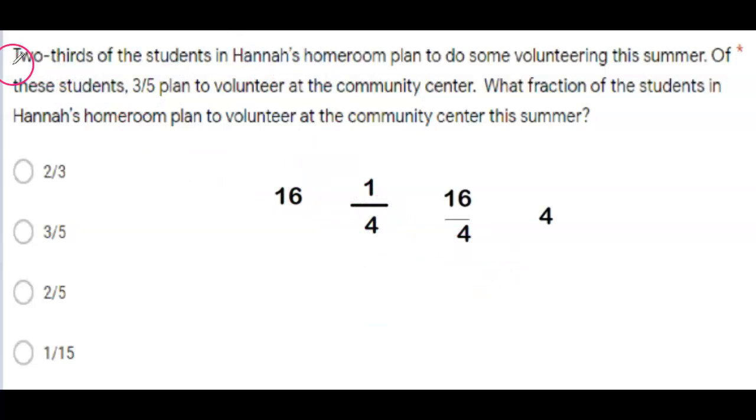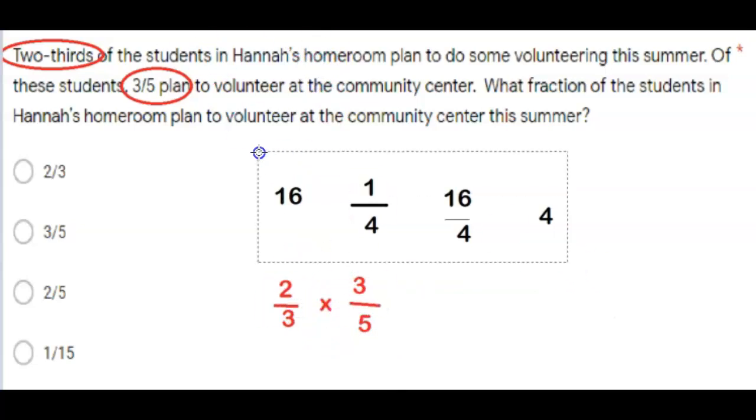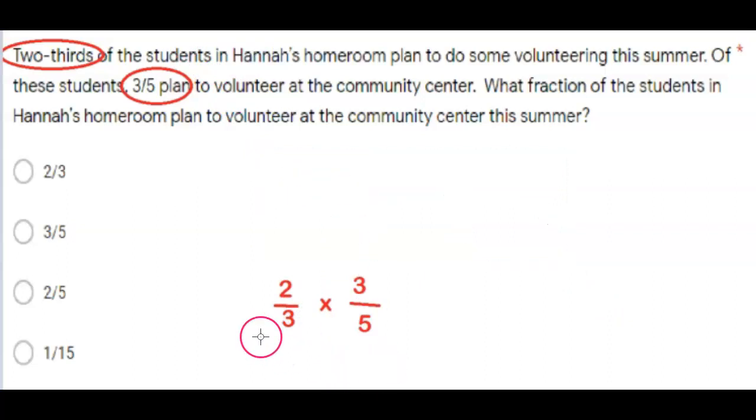So I'm doing the same thing, except that I don't have 16 and I don't have 1/4, but I do have 2/3, right? It tells me 2/3 of the students. That's a fraction, and then it's 3/5. So I'm just going to say 2/3 times 3/5, right? That's how we get our answer here. So I am going to multiply those together, and when I do, I get one of these answers. Remember, you can either multiply across.